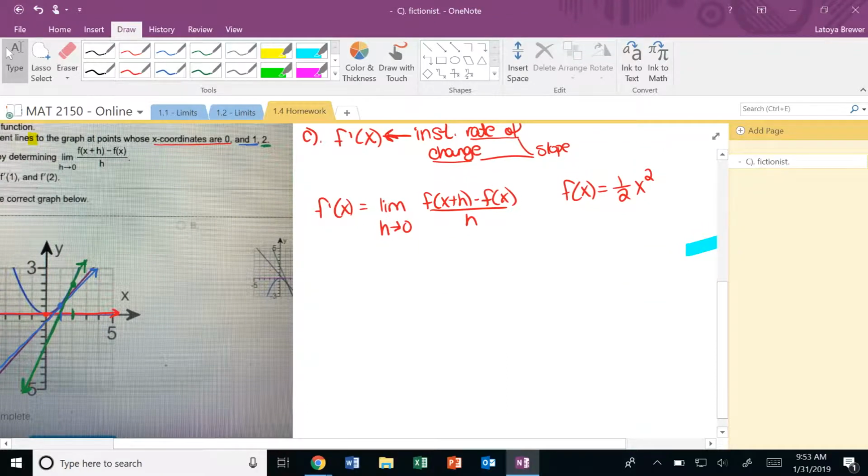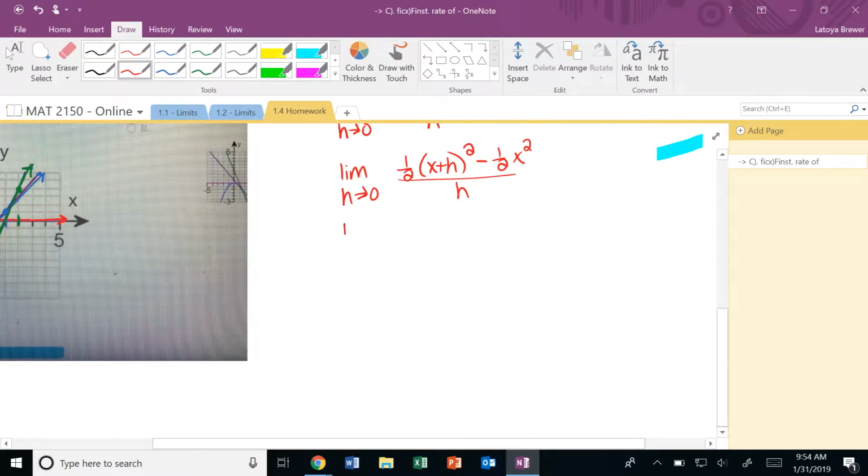So my limit as h approaches 0 is going to be, for f of x plus h, wherever you have an x, you substitute an x plus h. So that's going to be 1/2 times (x plus h) all squared, minus 1/2 x squared, all over h. I don't want to get this overly complicated, so I'm going to leave the 1/2s in there so we don't confuse anybody. I'm just going to drop down the limit as h approaches 0.